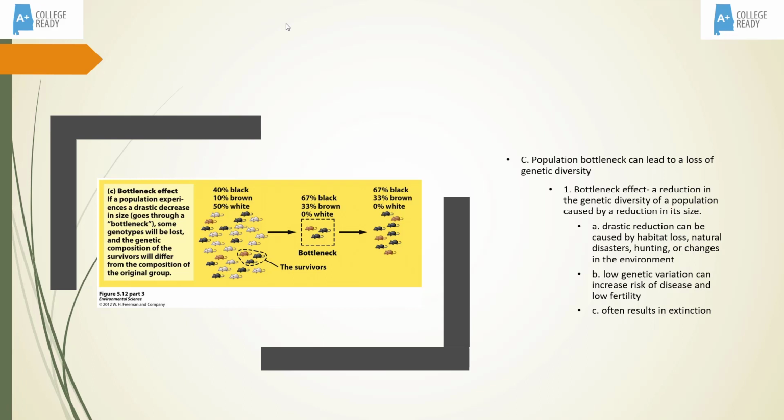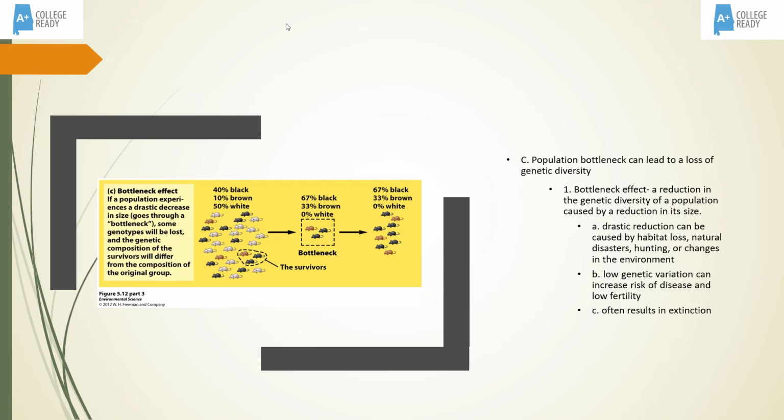Population bottleneck. This bottleneck effect is something of great concern in today's world as we're experiencing huge numbers of extinctions and reductions in populations of species on the planet. The bottleneck effect is a reduction in the genetic diversity of a population caused by a reduction in its size. This drastic reduction can be caused by habitat loss, natural disasters, hunting, anthropogenic changes, or changes in the environment.